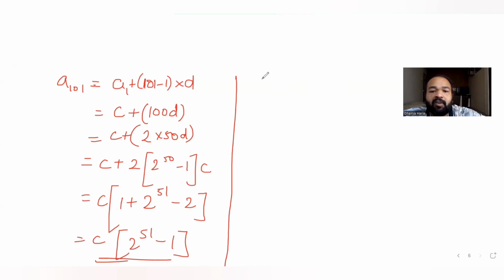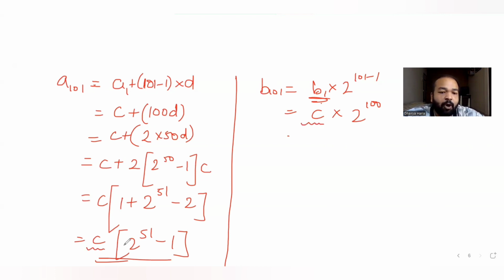And if I see the 101st term of B, that is a geometric progression. So it is A into R raised to n minus 1. So that is B1 into 2 raised to 101 minus 1. B1 is also same as C because the first terms in both the cases are equal to each other, 2 raised to 100. Now here if I compare both of them, the 101st terms of both of them have C common. Now, if you compare this and 2 raised to 100, this tells you 2 raised to 100 means 2 is multiplied 100 times, which is already greater than 2 multiplied 51 times, right? So I can definitely say 2 raised to 100 is always greater than 2 multiplied 51 times and then also subtracted by 1, right? So this is always greater.